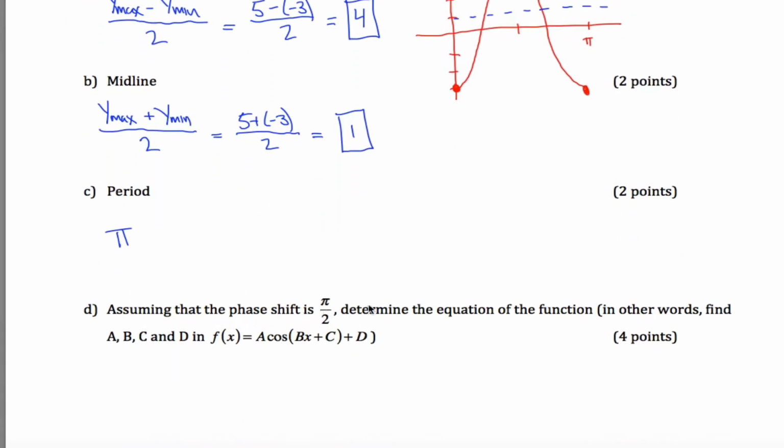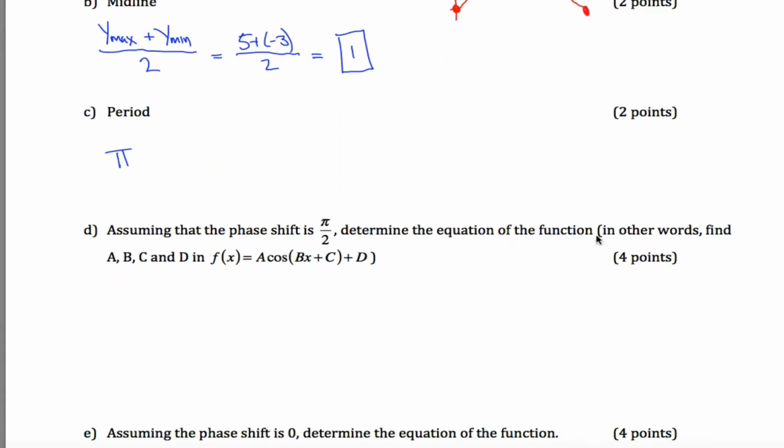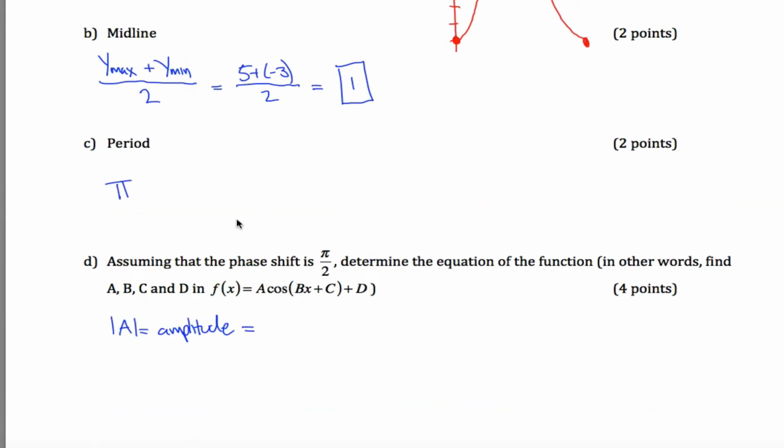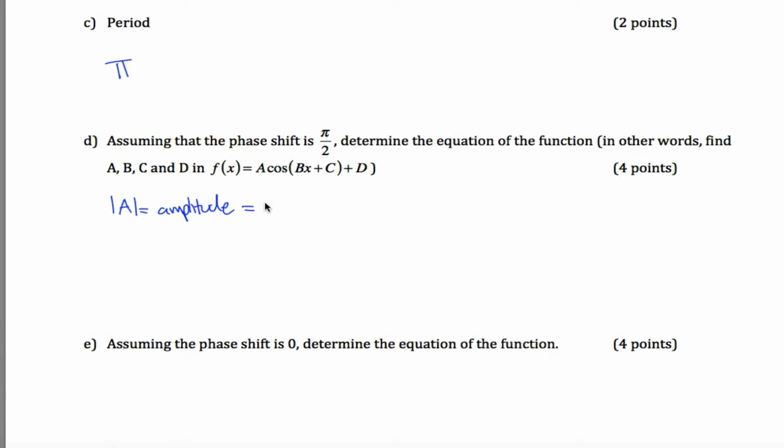Now it says, assuming that the phase shift is pi over 2, determine the equation of the function. In other words, find a, b, c, and d in this expression here. Well, the absolute value of a is equal to the amplitude. And I figured out up here that the amplitude is equal to 4. So I know that the absolute value of a is equal to 4. So what is a? Well, it could be +4 or -4.